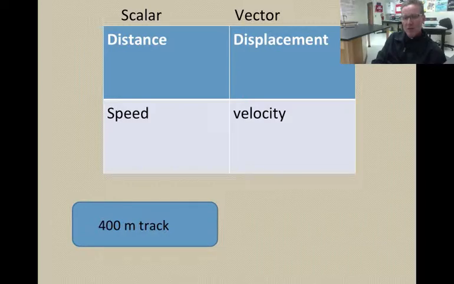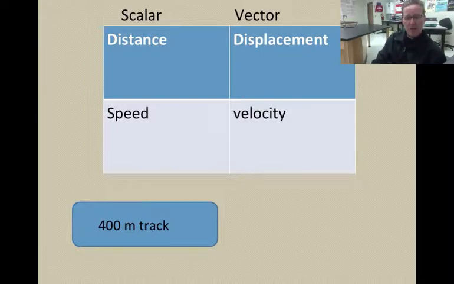And then displacement is a straight line between the start point and the end point. Now we've had these terms already, so I don't have the definitions displayed. But they are easy to confuse, so I think it's important that we review those.